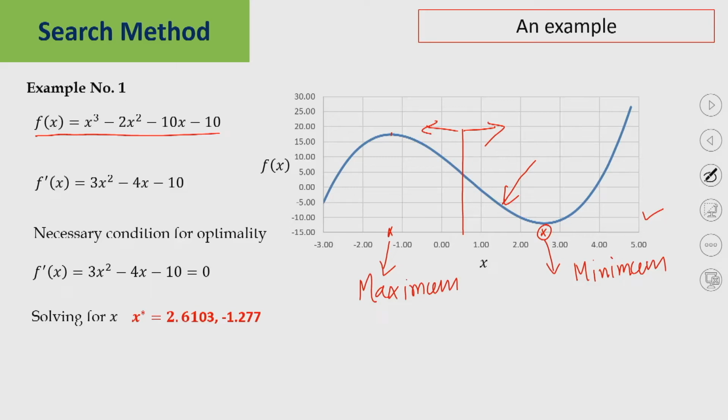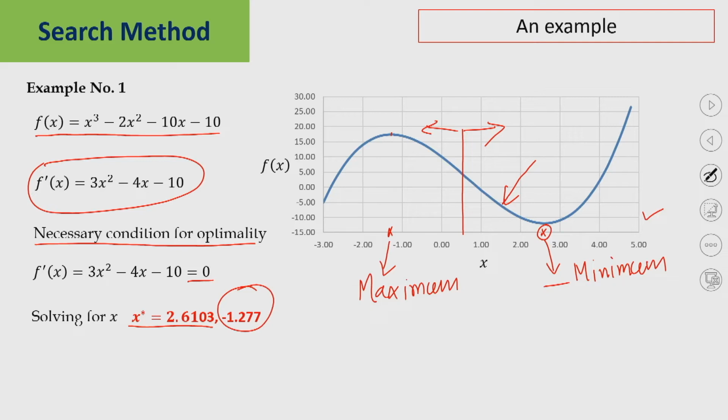that means there is only one optimal solution. So, I can apply the necessary condition. The first derivative is this. I apply the necessary condition for optimality, that means the first derivative should be equal to 0. If I put it equal to 0 and solve, I get x star equal to 2.6103, which is the minima somewhere here, and another solution is minus 1.277, which is the maxima of this function. Then I can apply the sufficient condition.